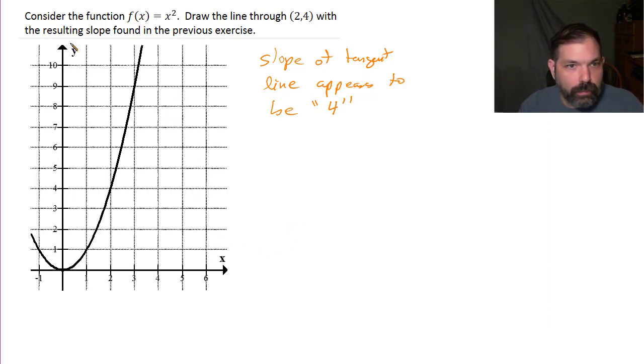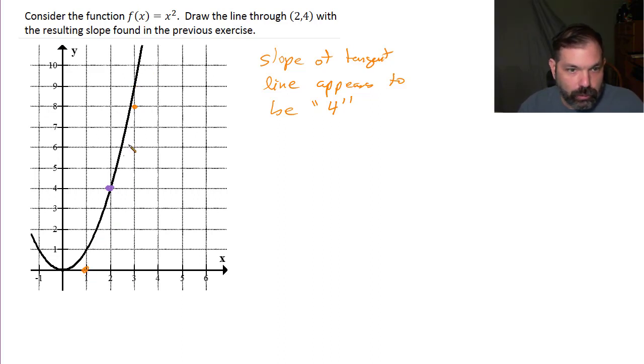Alright, so draw the line through 2, 4 with the resulting slope found in the previous exercise. So here I've got the graph of x squared, and here's the point 2, 4, and a line with slope 4. All right, so you know how to do this from algebra. If its slope is 4, go up 4, right 1. Or from that original point, I can go down 4 and left 1.